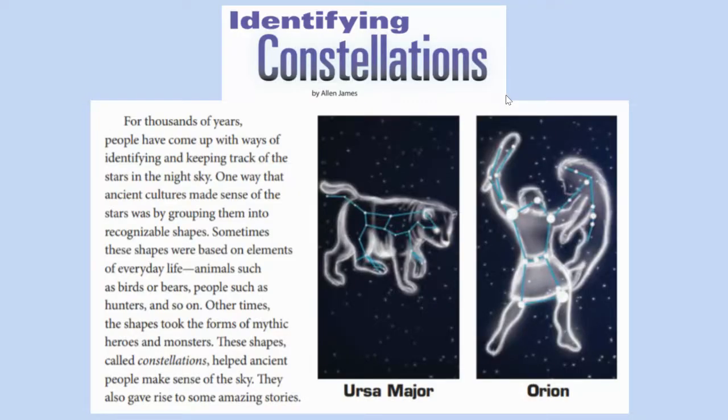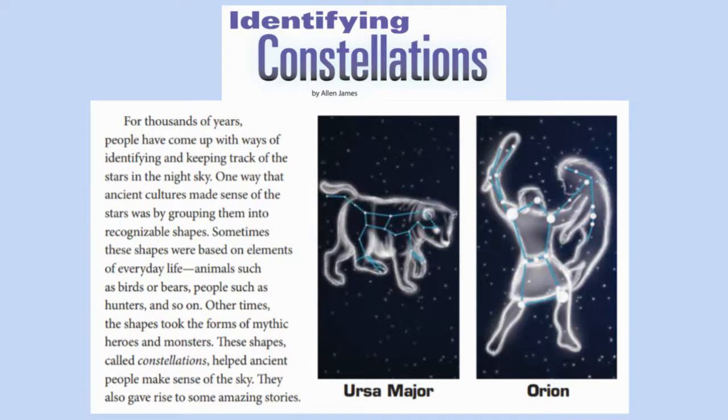Today we're going to be reading the passage titled Identifying Constellations. Here are two pictures of constellations that you might see in the sky. For thousands of years, people have come up with ways of identifying and keeping track of the stars in the night sky. One way that ancient cultures made sense of the stars was by grouping them into recognizable shapes.